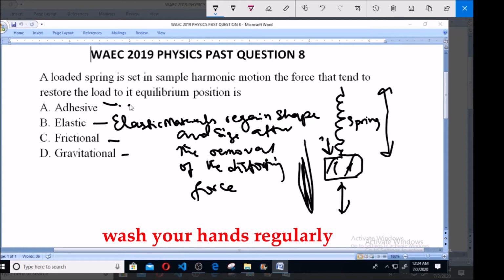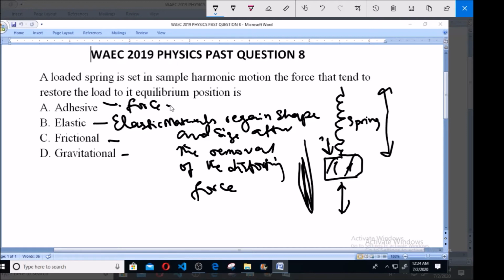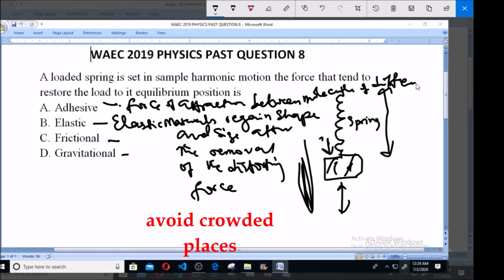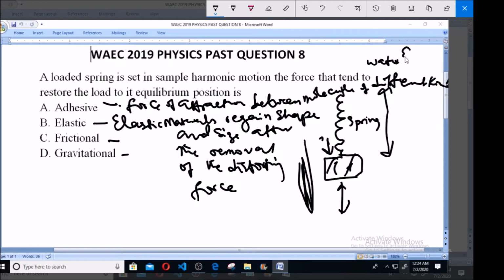When you talk about adhesive force, you talk about force of attraction between molecules of different kinds. So this is simply force of attraction between molecules of different kinds. So example is what we have between water and glass. When you put your water in the glass, they have this force of attraction known as adhesive force.